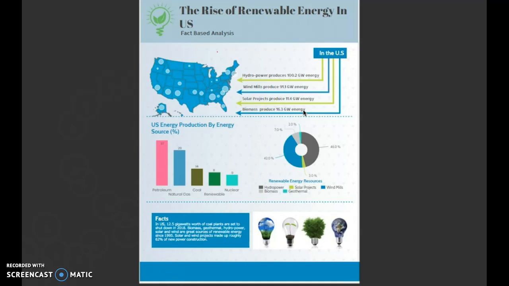The second section contains graphs and I applied the proximity principle in this section of my infographic, where these graphs are aligned as a group and can be perceived as one unit.